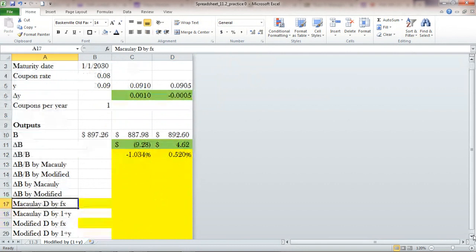So then let's go down to Macaulay duration. Let's go down to the calculation of duration. We're going to come back to the rest of them later. Duration. Let's calculate duration using Excel's built-in function. I'm going to do that later.